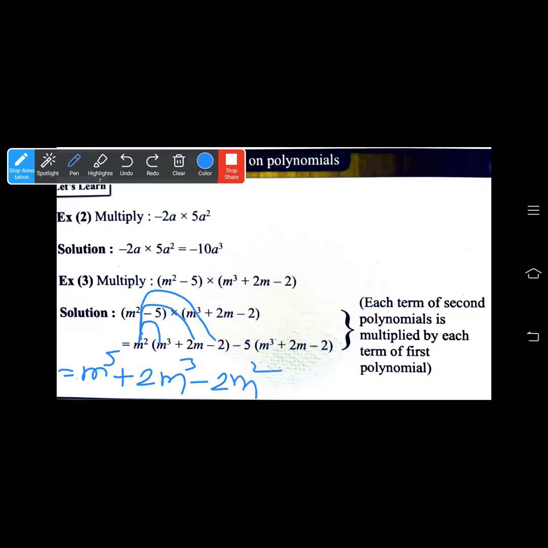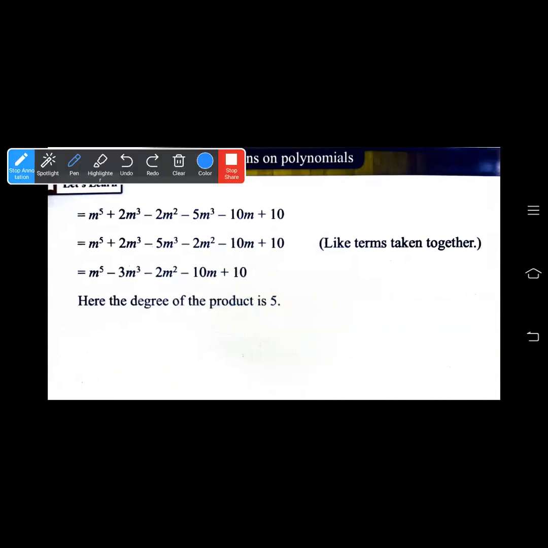Fine. Then minus 5 into m cube will become minus 5m cube. Minus 5 into 2m will become minus 10m. Correct? Then minus 5 into minus 2 will become minus minus plus, 5 twos are 10. So this is your next expression. Fine. उसके बाद में हमको क्या करना है? We just have to keep the like terms together and do the addition or subtraction of the like terms.